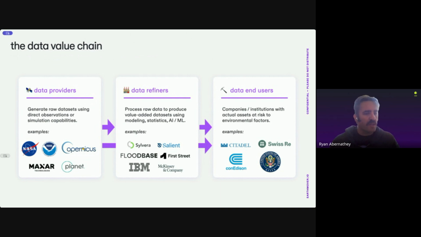And many of those are in the public sector. We think of course of the big satellite data providers like NASA. But there's a growing number of private sector data providers as well, mostly folks operating satellites.